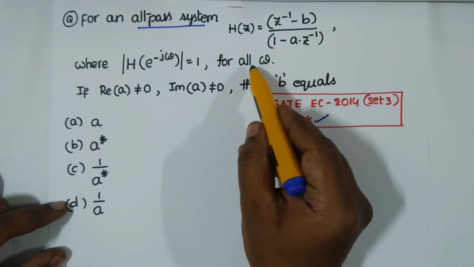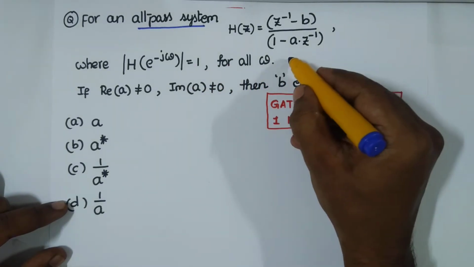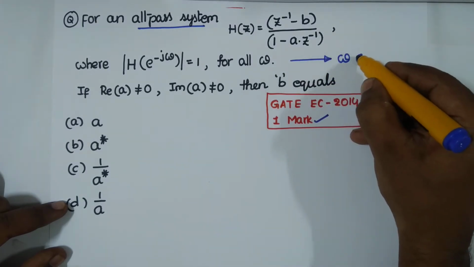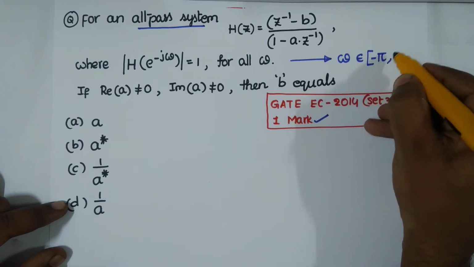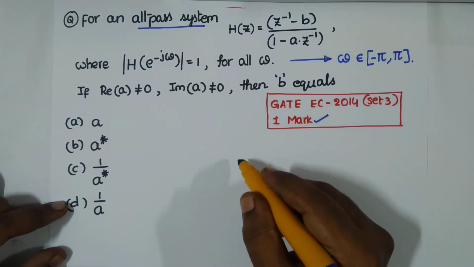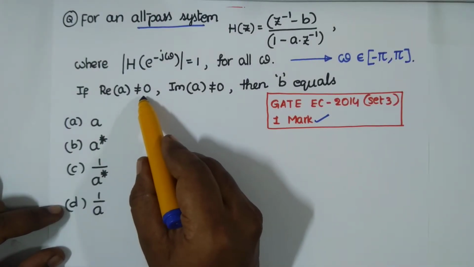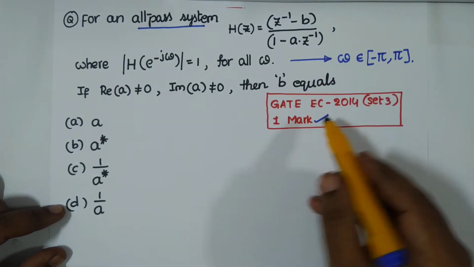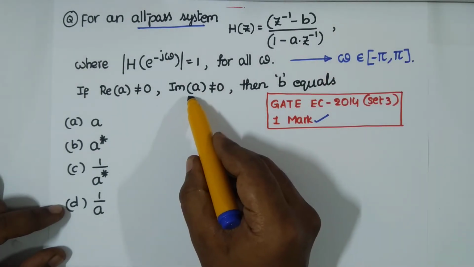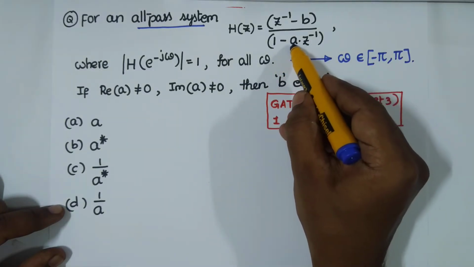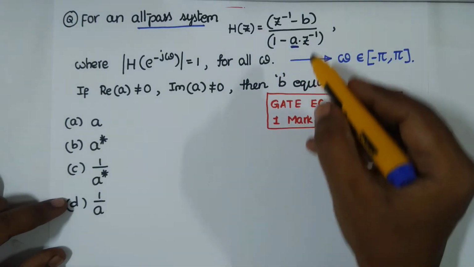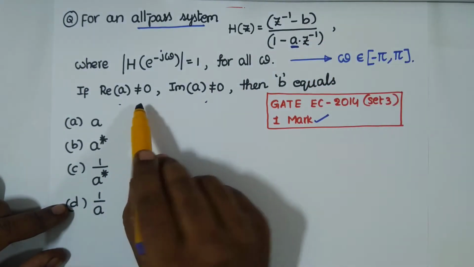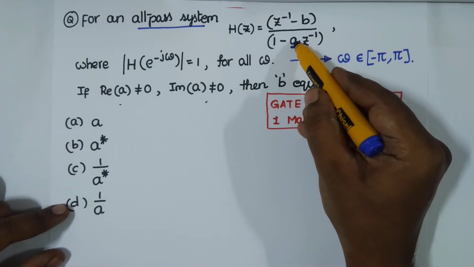So for all omega, in this case, for all omega we can write like this: omega belongs to negative pi to positive pi, right? Now if the real part of A is not equal to 0 and the imaginary part of A is also not equal to 0, then B equals. Now both real and imaginary components are present for this A. This A is a pole, right? That means this pole A is a complex pole, because both components are involved. So therefore we have a complex pole A.